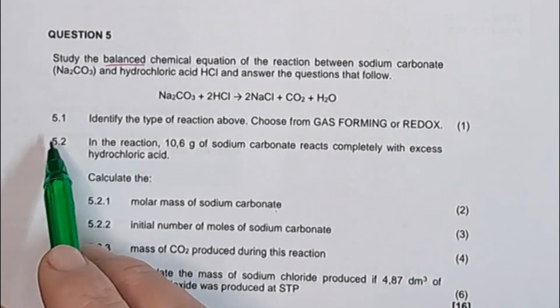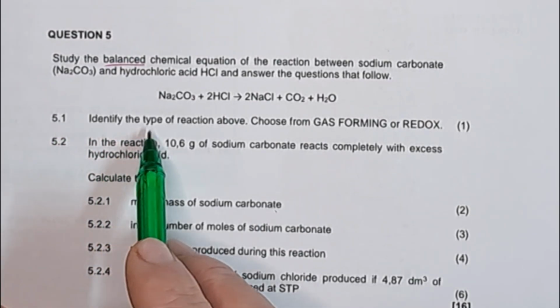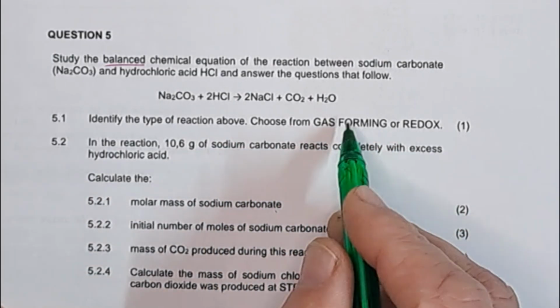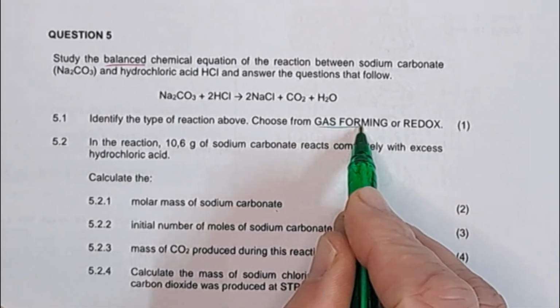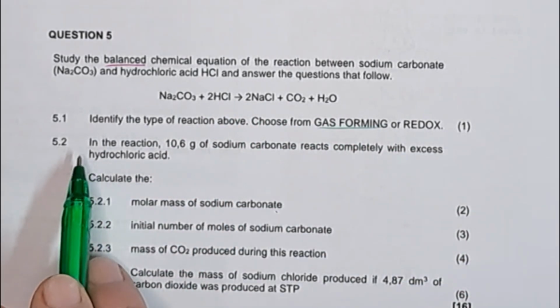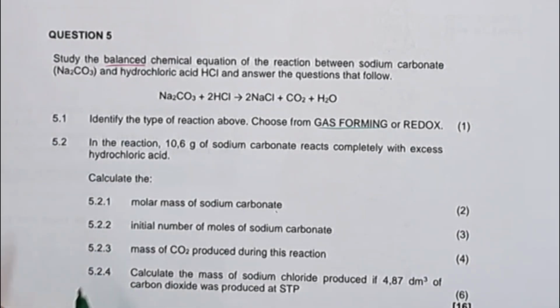Right, first of all, 5.1. Identify the type of reaction above. Choose from gas forming or redox. It's going to be gas forming. It's forming a gas. Then 5.2, that's the question I want to focus on.